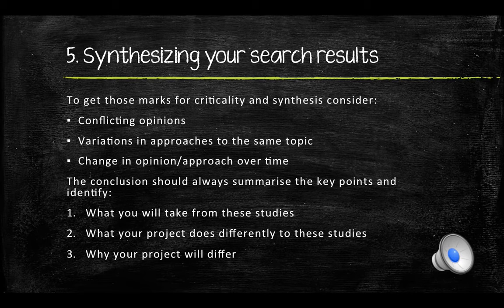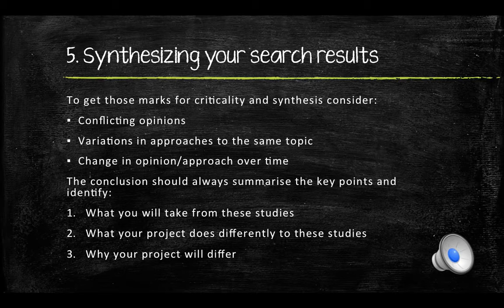Now you've developed quite a specific structure for your literature review, you need to still make sure that you cover these key topics at some point or over the course of that literature review. So to get high marks for criticality and synthesis, you still need to consider conflicting opinions that are coming through your journal articles, variations in approaches to the same topic, so that could be methodological, it could be theoretical. Also changes in approach and opinion over time.